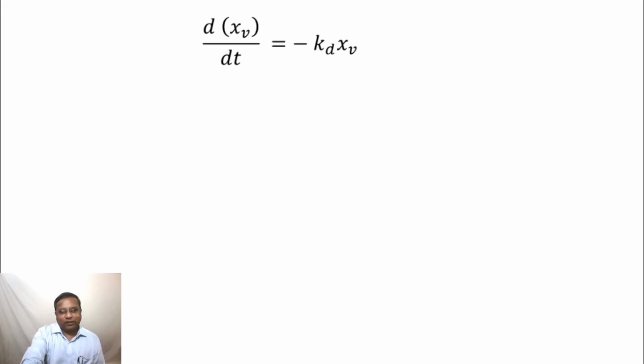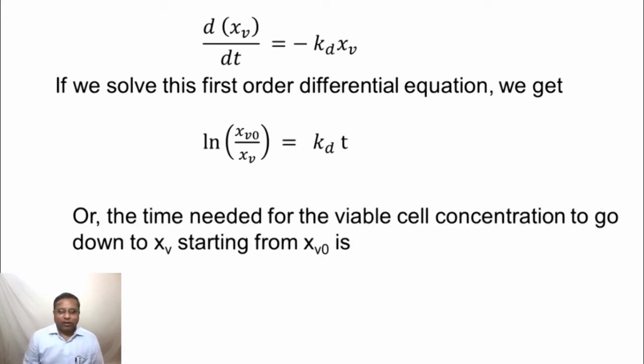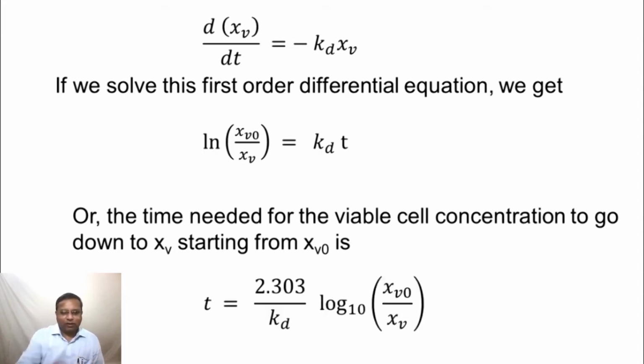This was the governing equation. d/dt of xv is minus kd into xv, and if we solve this, we would get ln of xv naught by xv equals kd t. That gives you the time there. The time needed for the viable cell concentration to go down to xv, starting from xv naught, is 2.303 by kd log to the base 10 xv naught by xv.